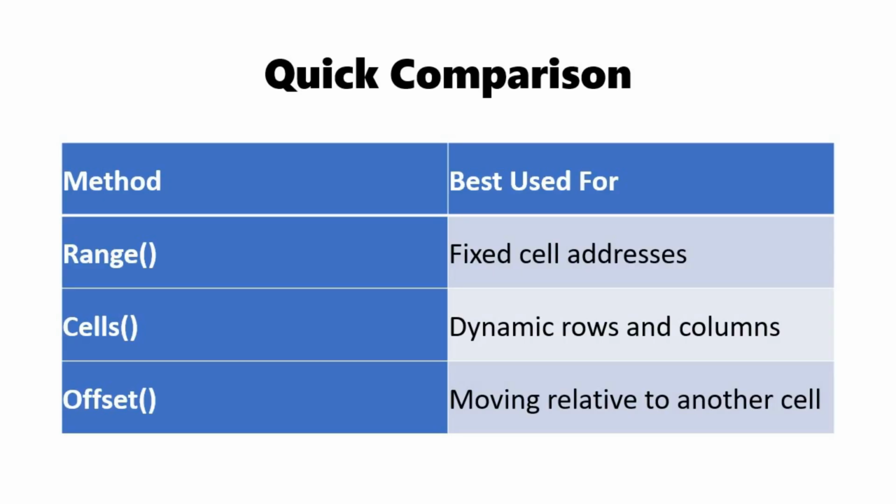Let's look at this quick comparison table. Range is best used for fixed addresses, while Cells is used for dynamic rows and columns. Offset, on the other hand, moves relative to another cell. Remember that Range is for addresses, Cells is for coordinates, and Offset is for movement. Understanding this simple comparison will help you to decide which method to use in almost every VBA project.